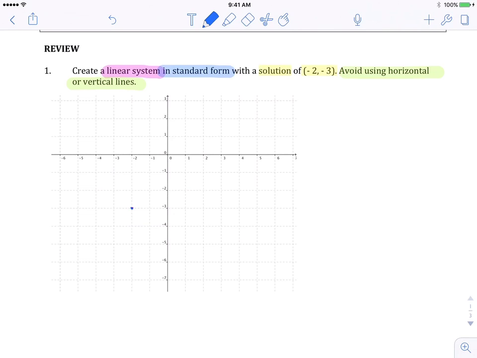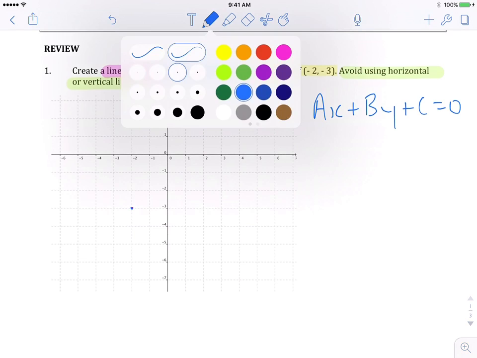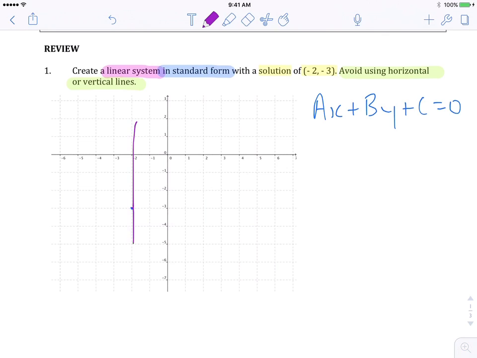The second part of this question, which may be a challenge, is that we want you to create the linear system, but we want those equations in standard form. You may recall that standard form is ax plus by plus c equals 0. And the solution here has to be -2, -3. And in green, you'll see it says avoid using horizontal or vertical lines. The reason is we just don't want you to simply draw a vertical line and then a horizontal line and say, oh, look, there's my point of intersection, -2, -3. That's just a little bit too easy. So we want you to come up with something else. And that's not a big deal.